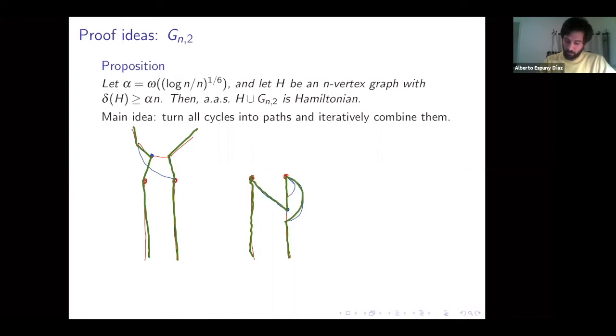Yeah, so hopefully this convinces you that you can basically keep iterating this until you have only one path. And then by the end, when you have only one path, the idea is to use the same property again once more.